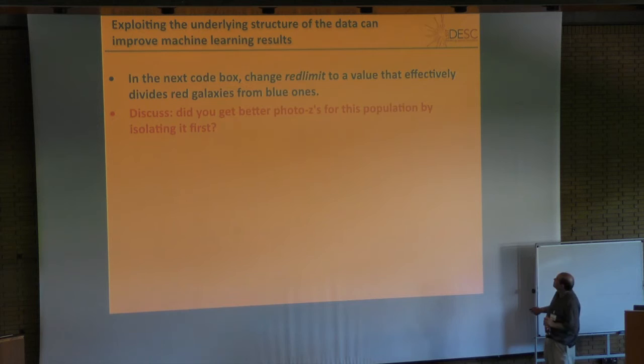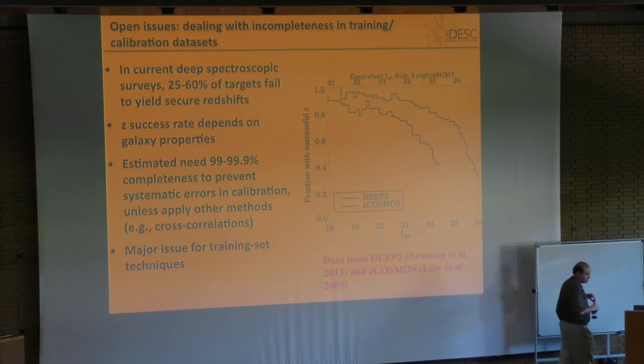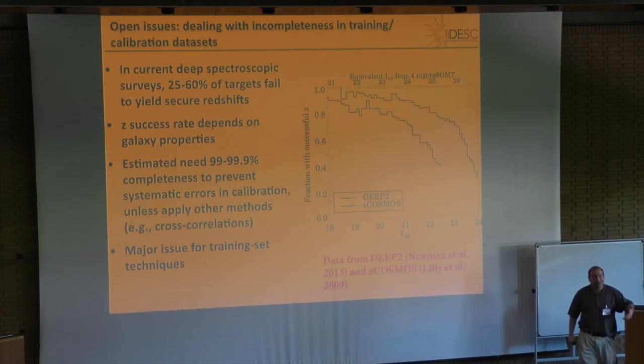Let's talk about challenges in photo-z. The biggest problem we have in exploring photo-z algorithms is that in deep samples, samples of faint galaxies, when you try to get redshift spectroscopically for those galaxies, about a quarter of the time you fail in the best cases. In the worst cases, it's more like 60%. This is now a plot as a function of I-band magnitude. What fraction of objects yield a secure redshift?